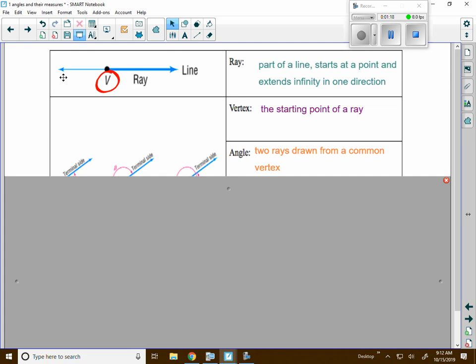Then we have an angle. The definition of an angle when it comes to something tangible is two rays drawn from the same vertex. So they have that same point, and then they are drawn and they go infinitely in another direction. That is what creates an angle.